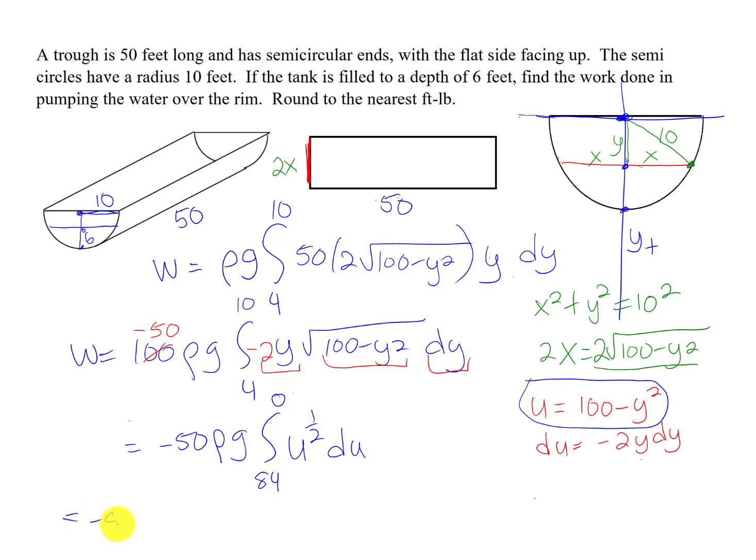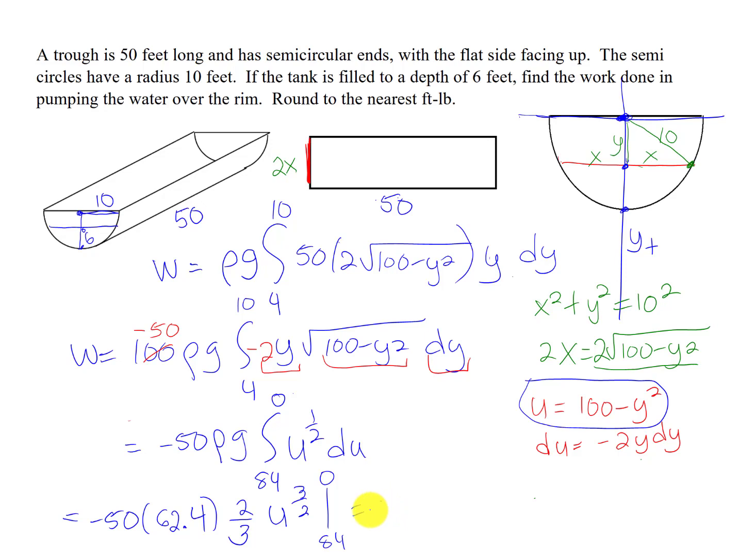So I'm going to have negative 50. I'm going to go ahead and put in my rho g for water in our units. It would be 62.4 pounds per cubic foot. So I'm going to go ahead and replace that. And then if I had one higher power, that would be to the 3/2, and I need the reciprocal of the power out in front, and evaluate that from 84 to 0.